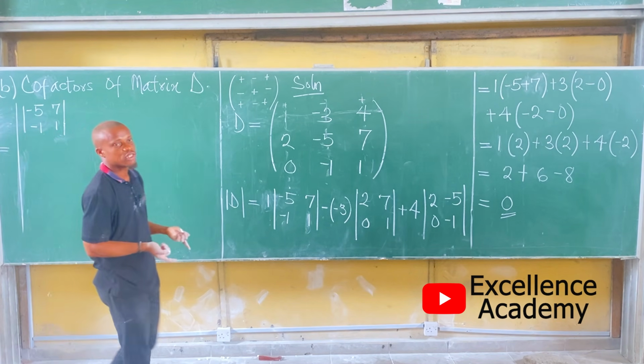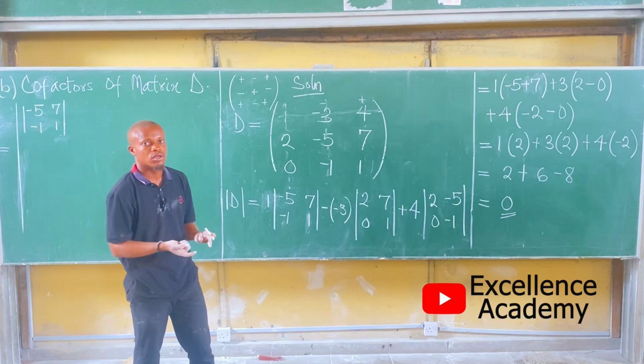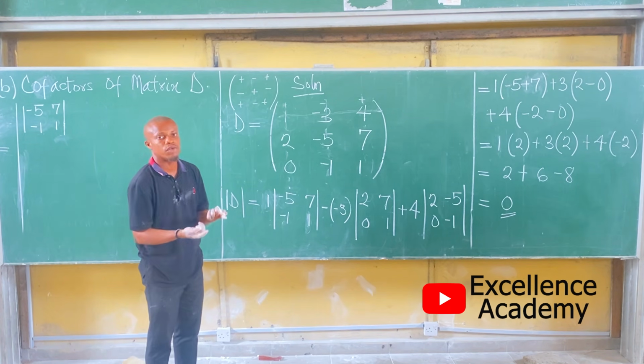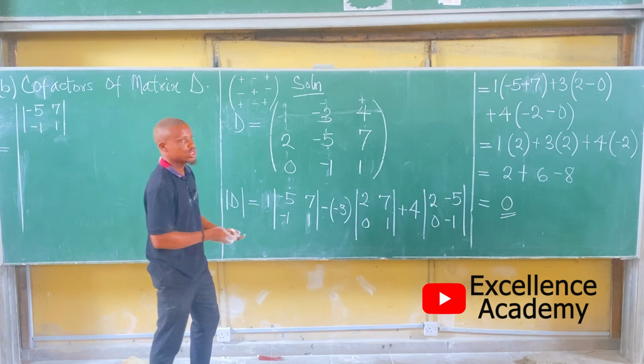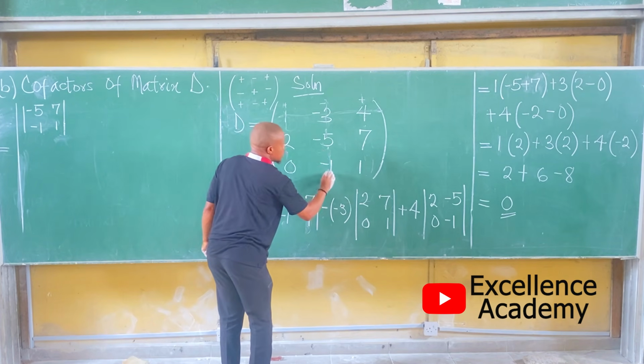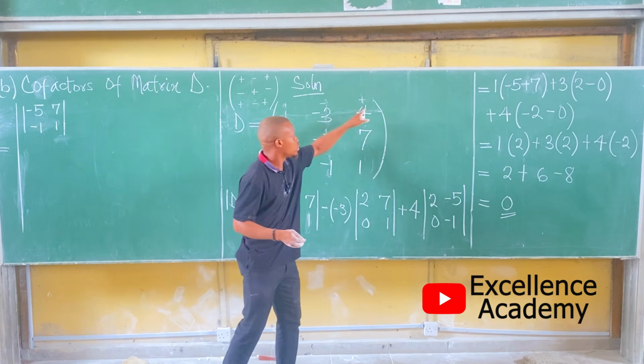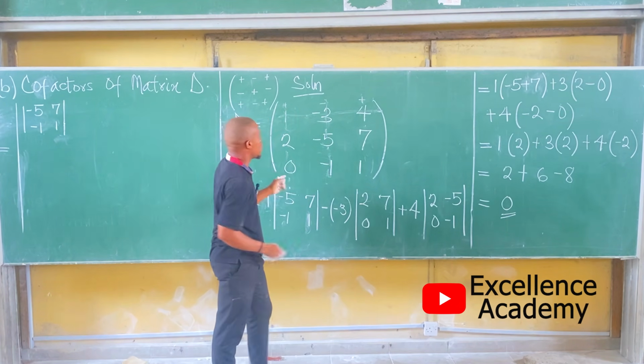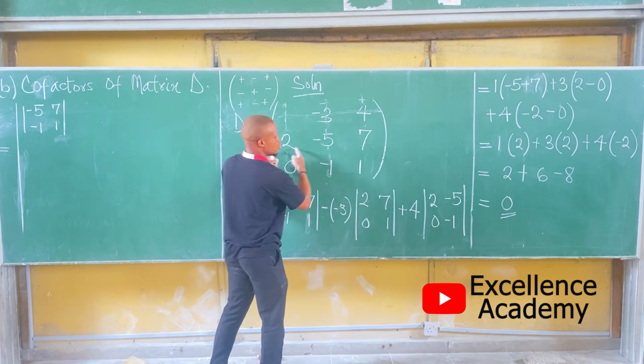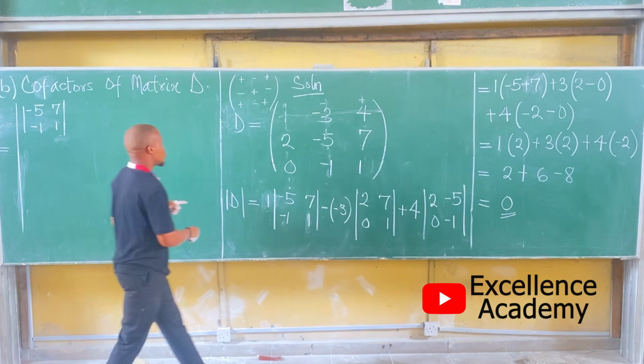I'll go over to my second element, do the same thing. I'll create what? A 2 by 2 determinant. How do you do that? Same thing. Cover the row and column on which it appears. So I'm covering this and this, right? Cover this and this. So if I'm covering this and this, the elements left are 2, 7, 0, and 1. So I'll create it.